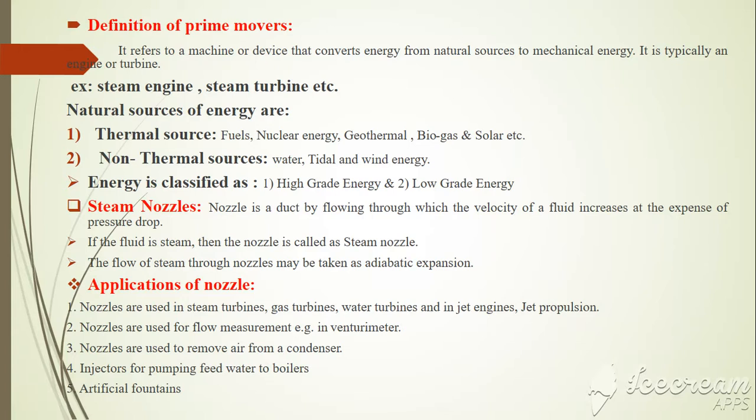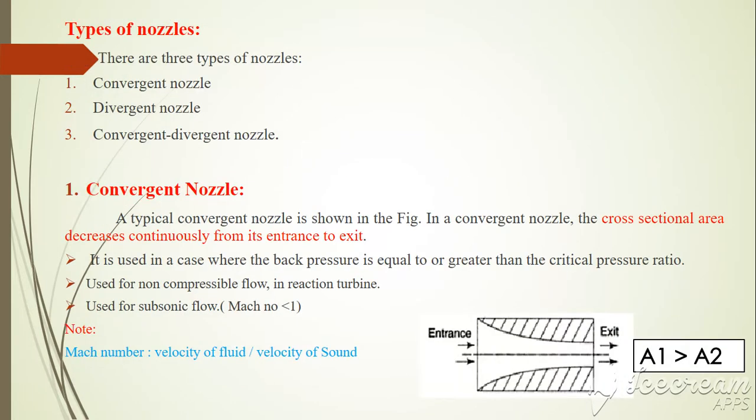Basically, in the last lecture we studied the function of nozzle, that is to convert the potential energy into the kinetic energy, and second, to guide the flow. In this lecture we are going to continue this topic, nozzle, by classifying the nozzle. What are the different types of nozzle? Basically there are three types of nozzle: convergent nozzle, divergent nozzle, and convergent divergent nozzle.